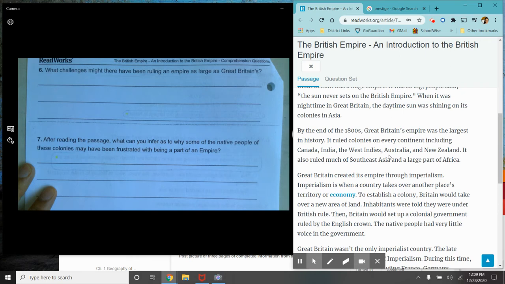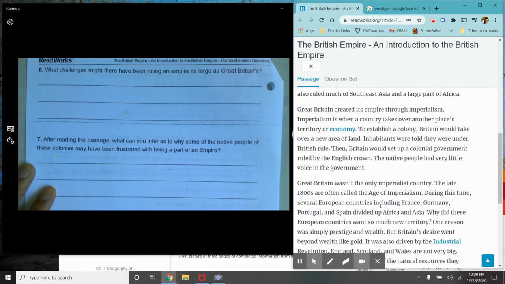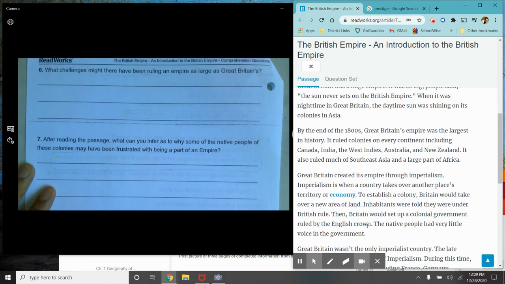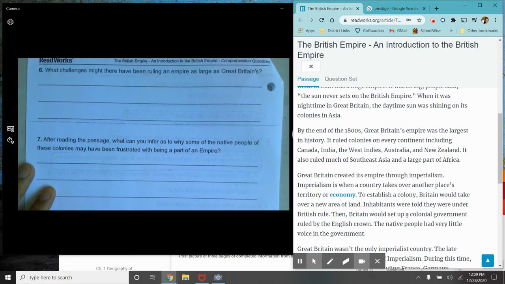So if it was ruled by the crown and it was ruled by the British government, it'd be very difficult for them to follow through on maybe issues or conflicts that arose in these places because they're on the other side of the world. It would be hard for, it also mentioned, that the natives had to take over and were under the rule of Britain. So I can find that as a challenge.